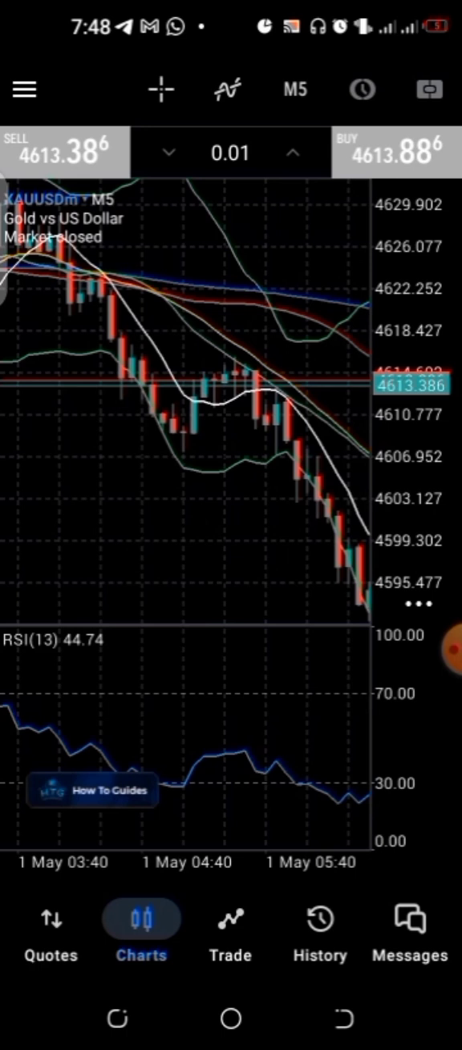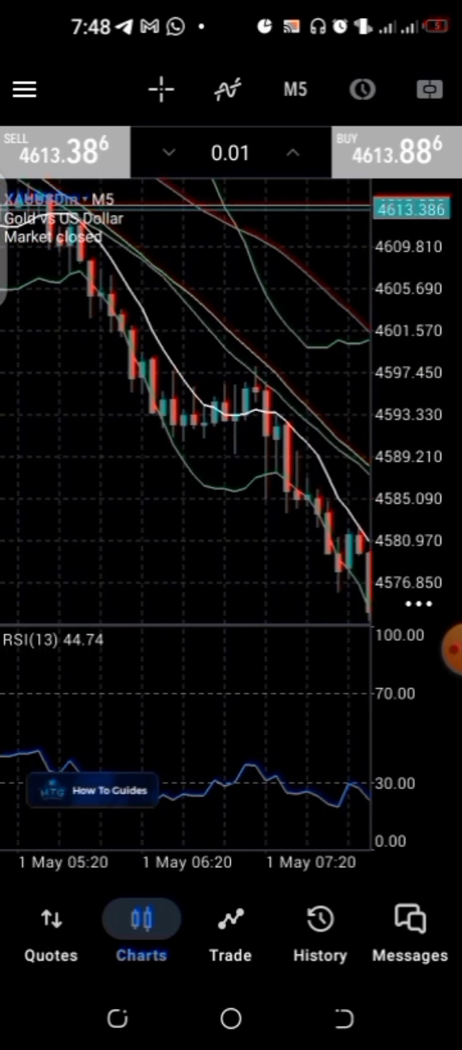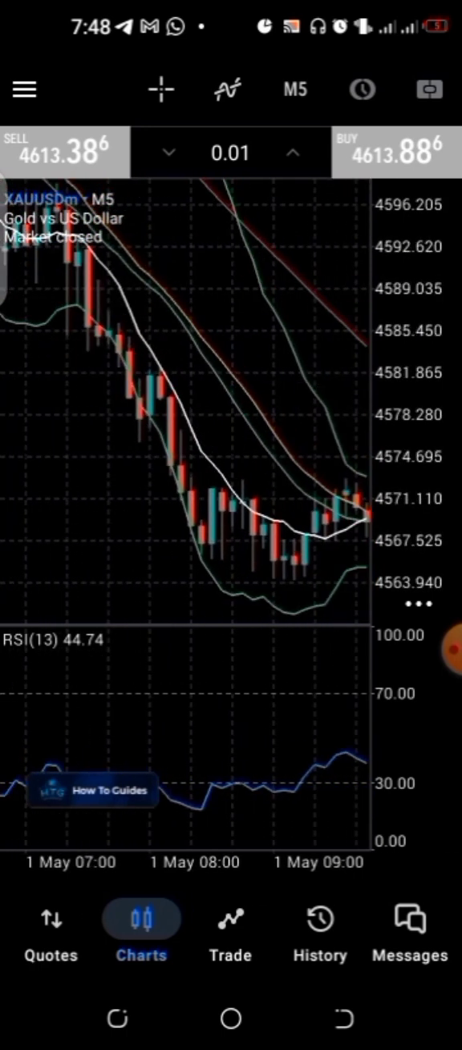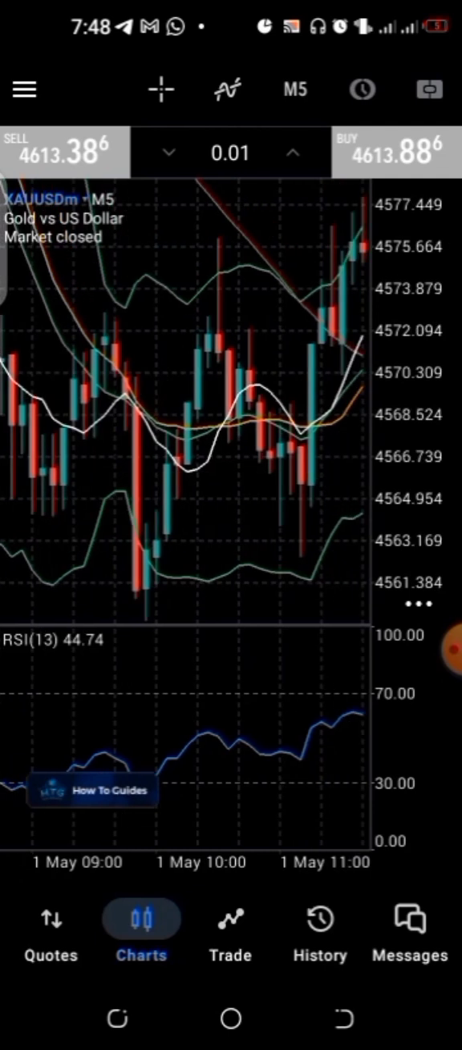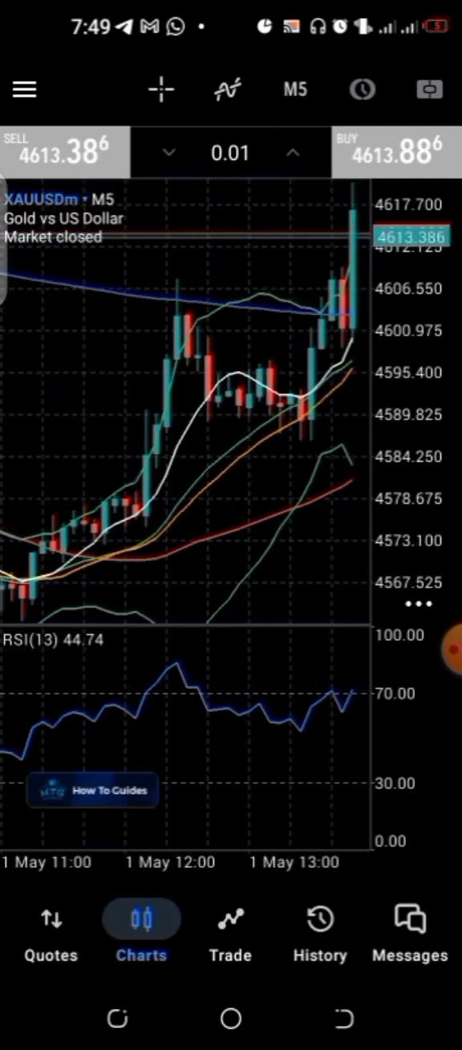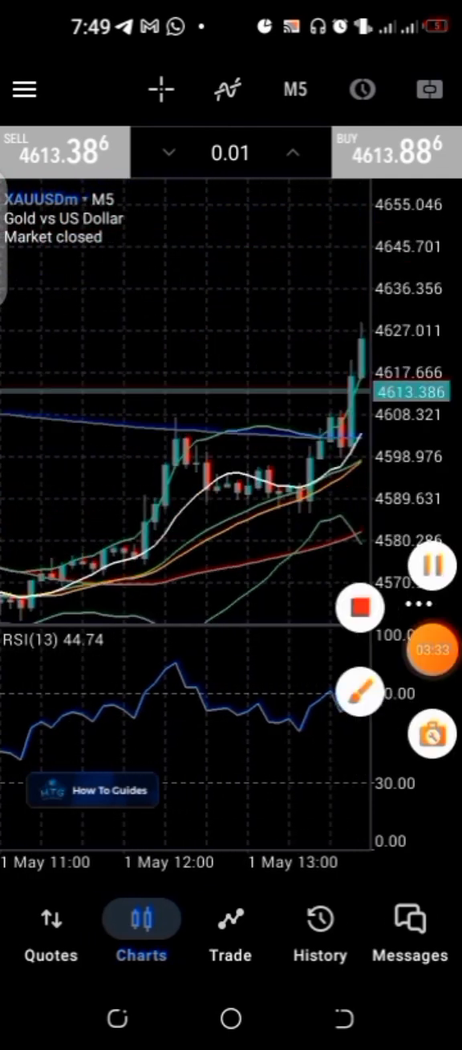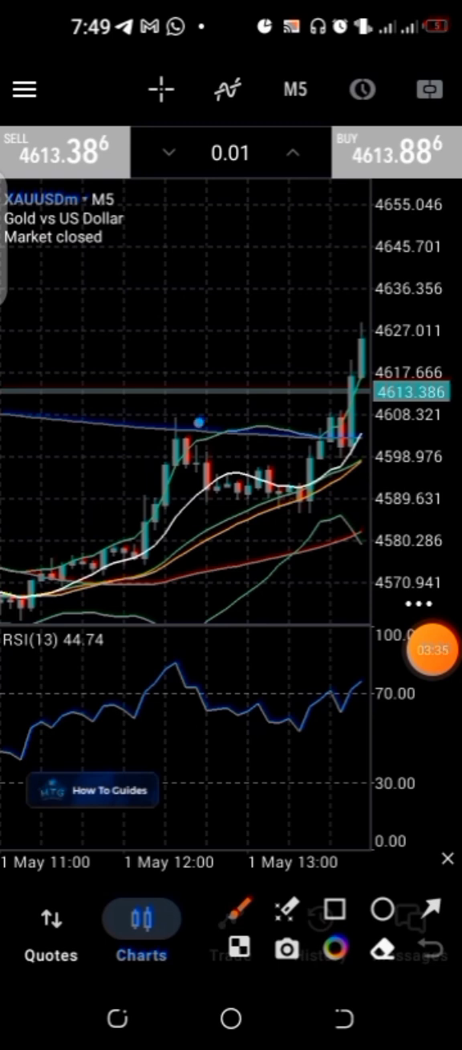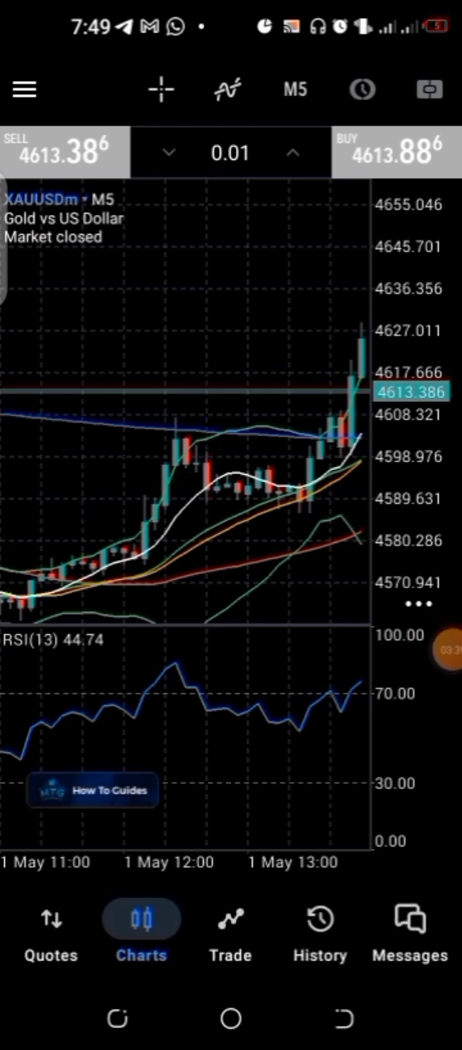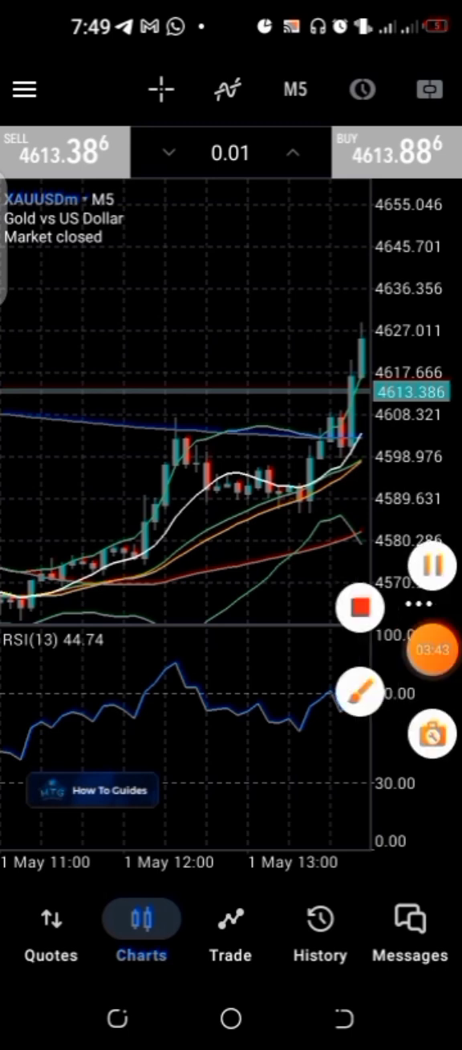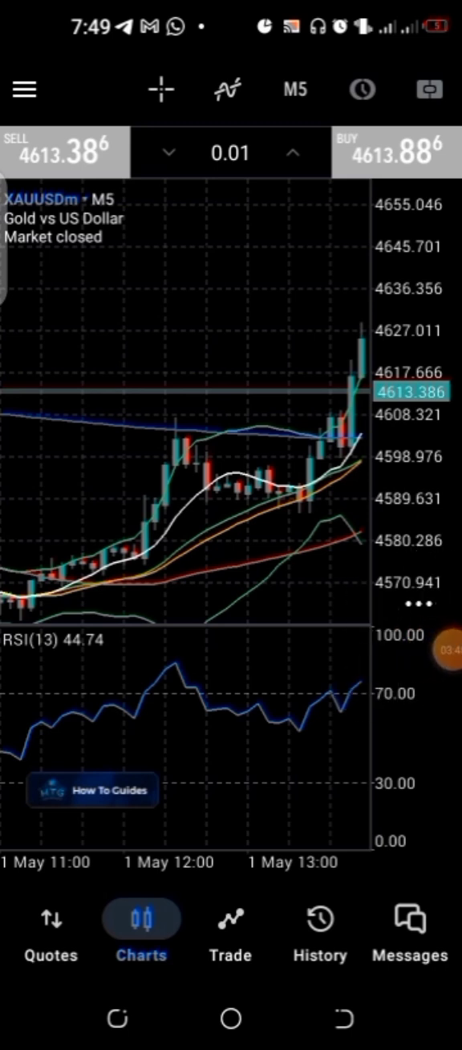Let's see the tweezer top. You can see the move, like it fell and fell and fell, it was so strong. So let's see the tweezer top. All right, so this is a tweezer top. After it formed, the market went opposite, like it came down. Like I told you, you can either just trade that move as it is falling, or you wait for the confirmation for it to reverse.